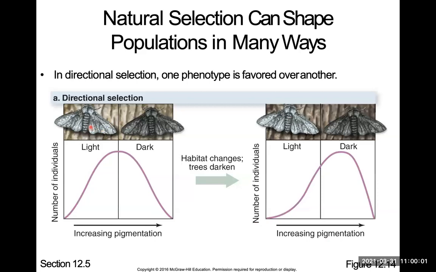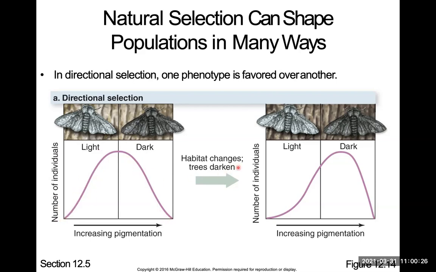This one is the easiest to understand, directional. So we're going to use the same peppered moth example for directional selection. In directional selection, one phenotype, in this example the color, is favored over another. This is a histogram, showing increasing pigmentation, color, and number of individuals, and this is the original population. This is how it is.